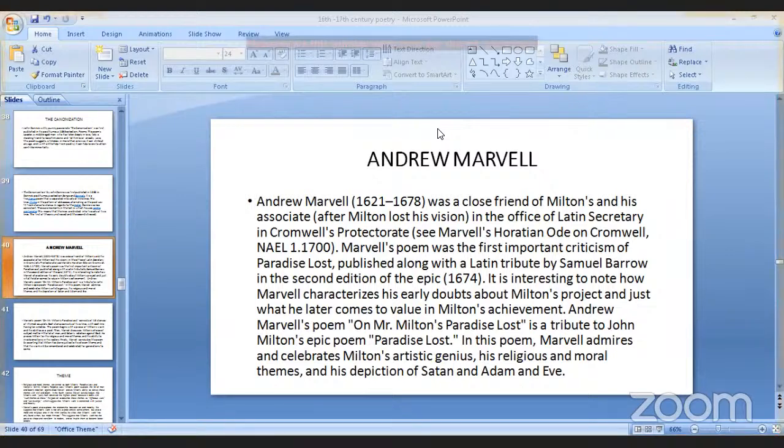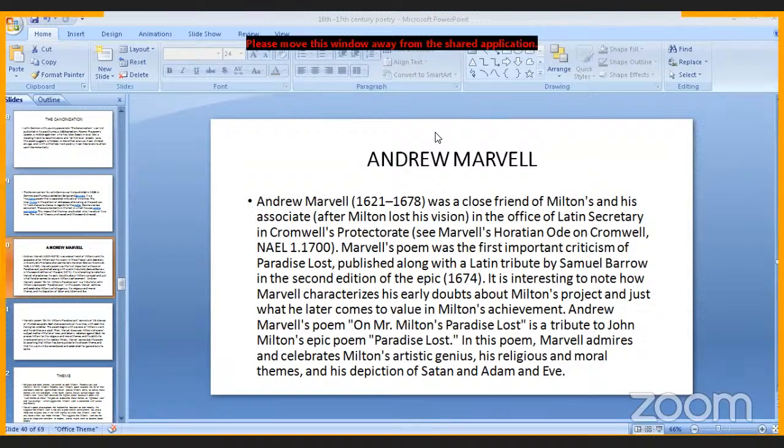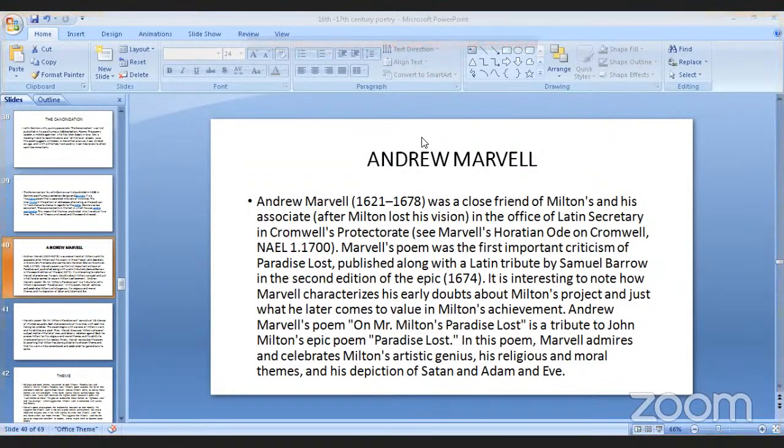Andrew Marvell's poem on Mr. Milton's Paradise Lost is a tribute, in fact, to John Milton's epic poem, Paradise Lost. In this poem, Marvell admires and celebrates Milton's artistic genius and his religious and moral themes and his depiction of Satan and Adam and Eve. Milton, we know, belongs to the Puritan age. So he has written Paradise Lost, and Andrew Marvell admires it and has written this poem called Mr. Milton's Paradise Lost.